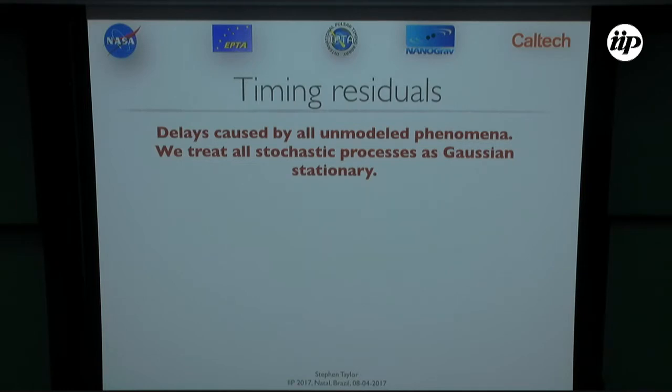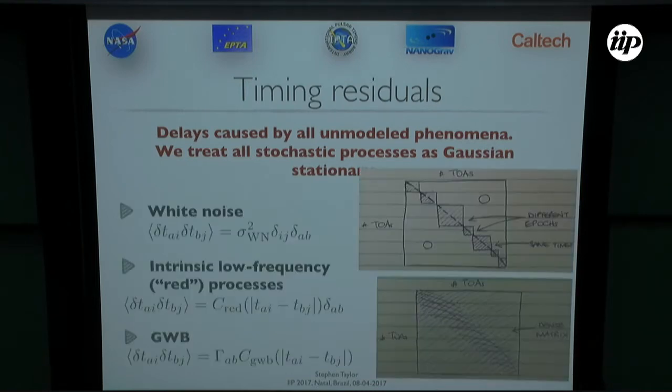There are also non-stationary approaches, but by and large, we just treat everything as Gaussian stationary, as I'm sure you all do as well. So the white noise is obviously very simple to write down in the time domain. It'll be associated with some sort of variance, and it'll be uncorrelated between the pulsars. So this is my sort of simple cartoon picture.